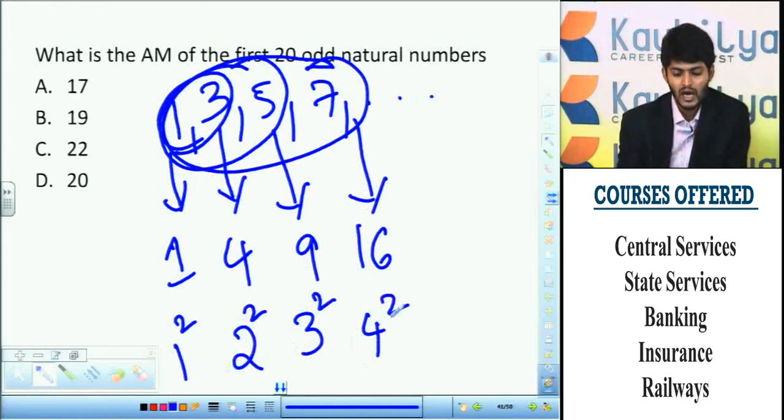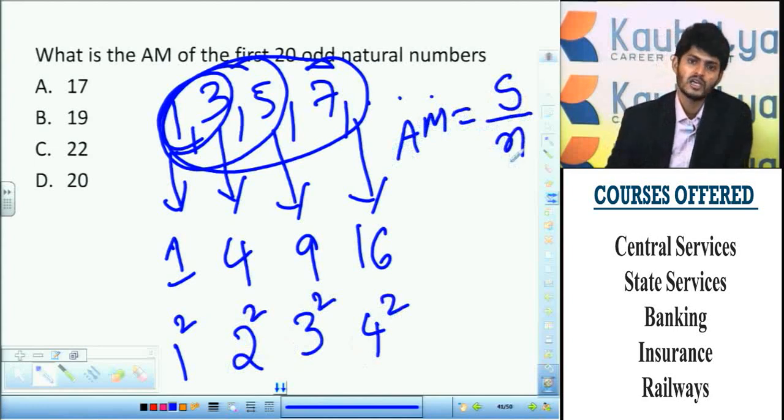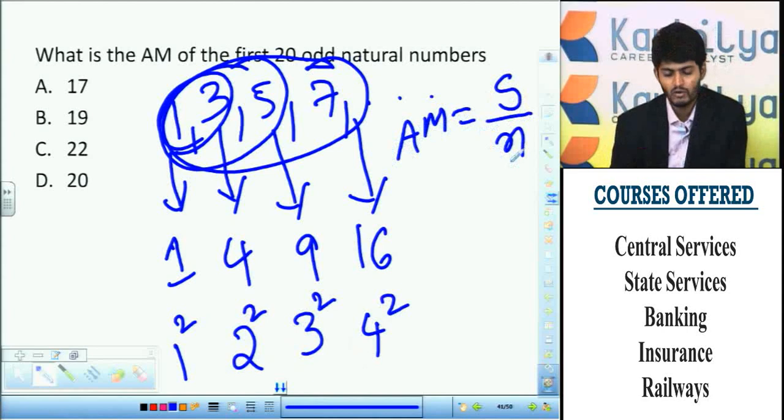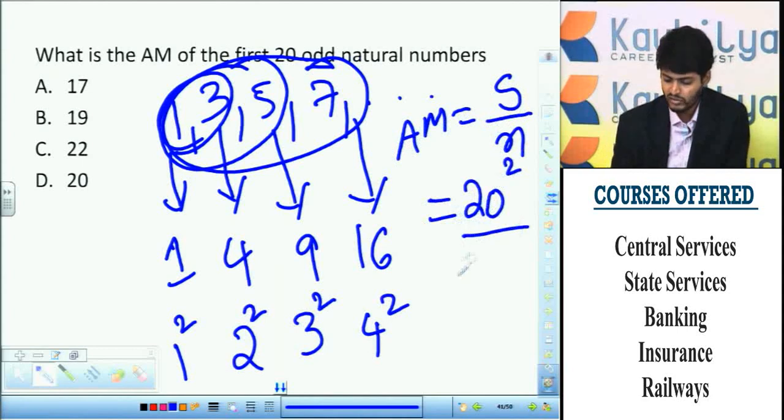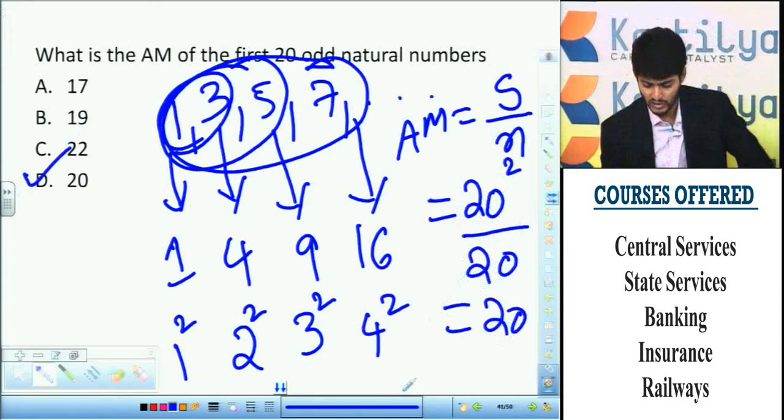So he is asking for the arithmetic mean. So how do you calculate mean? Arithmetic mean is nothing but the sum of the quantities divided by the number of values. Just like normal average, both mean the same concept. Now the sum of the first 20 odd natural numbers would be 20 square, divided by the number of values, which is 20. So 20 gets cancelled, and the answer would be 20 only. It's a very simple problem. You just need to see what is the pattern that is occurring in the given problem.